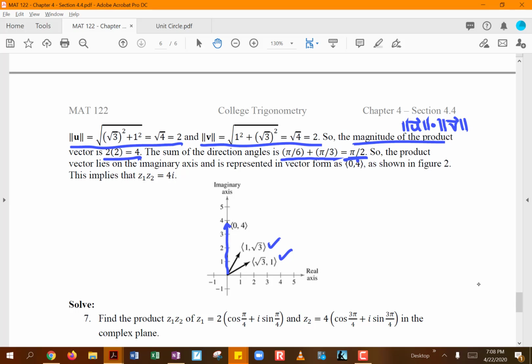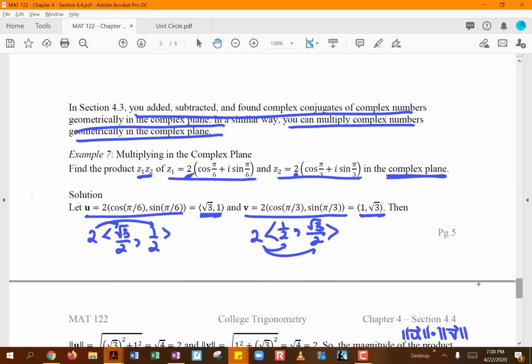And since it has a magnitude of 4, which is what we got here by multiplying 2 times 2, that's why you are going up to a distance of 4. And that's where you're getting this vector 0, 4. So the vector 0, 4 is basically telling us that our real number part is 0 and the imaginary part is 4i. So you are going to get a product for z1 times z2 as 4i.